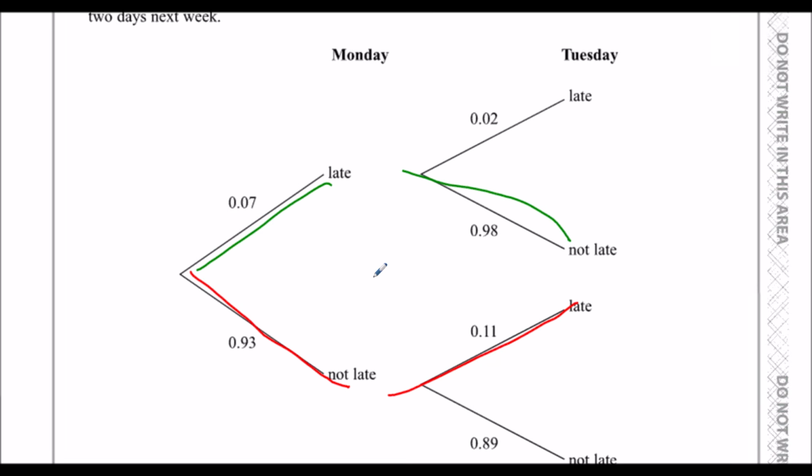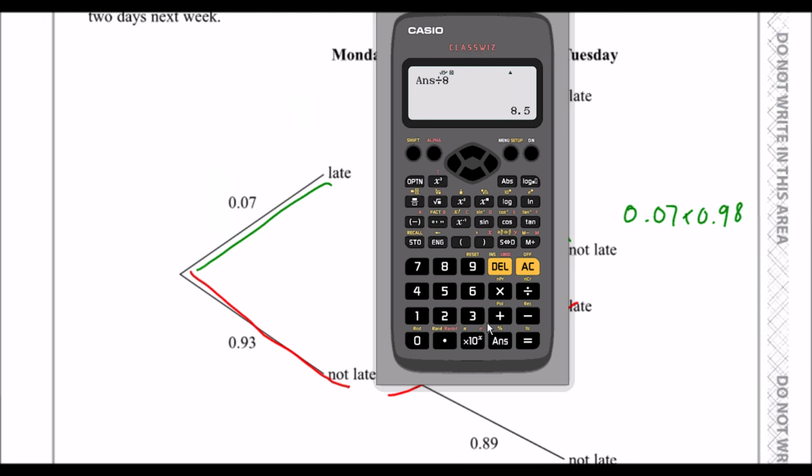So when we're working out a probability from a tree diagram, when we go across the branches, we times. So the probability of late then not late is 0.07 times 0.98, which is 0.0686.